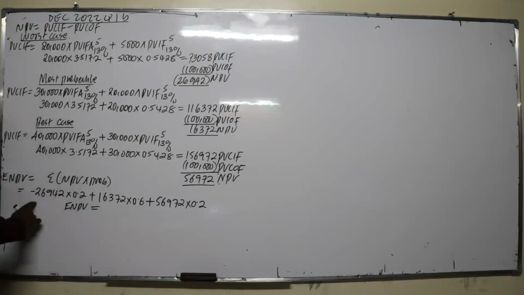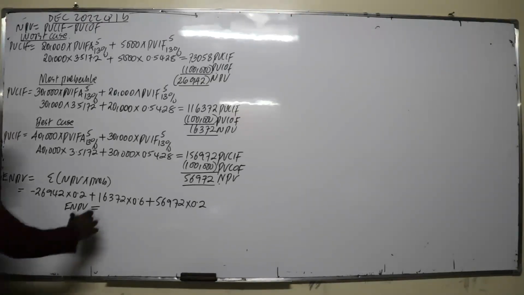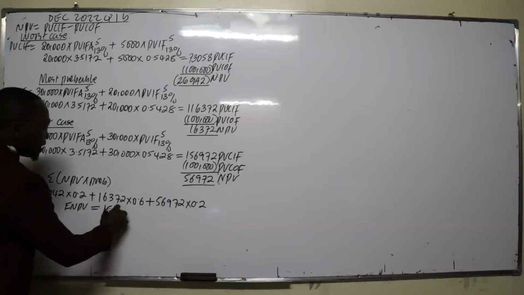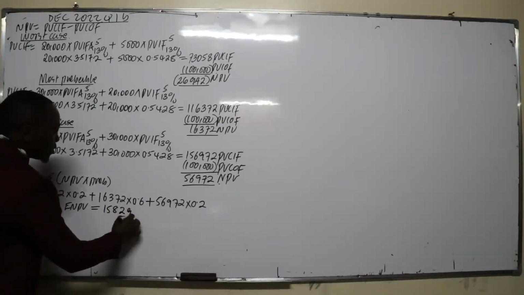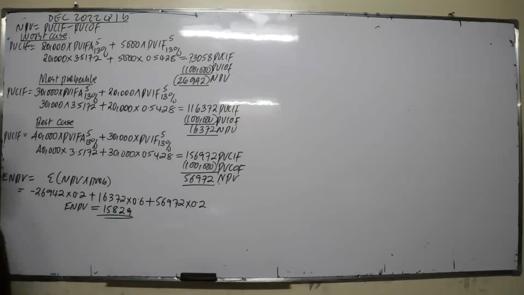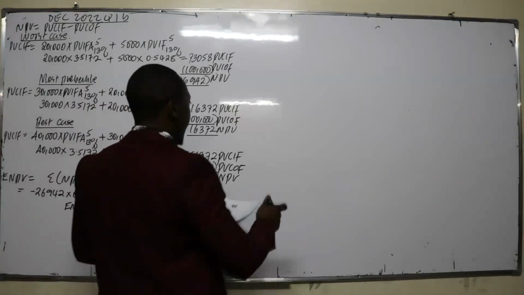The first one is negative, eh? 15.8? Let's work with that. So that's the expected NPV.